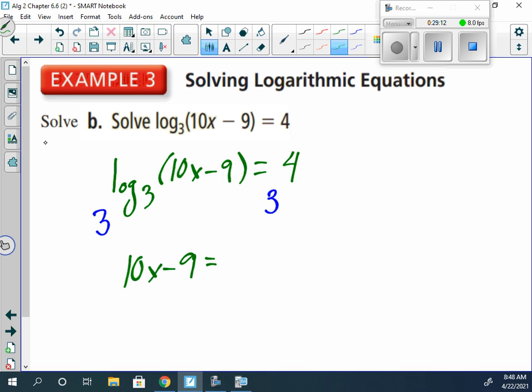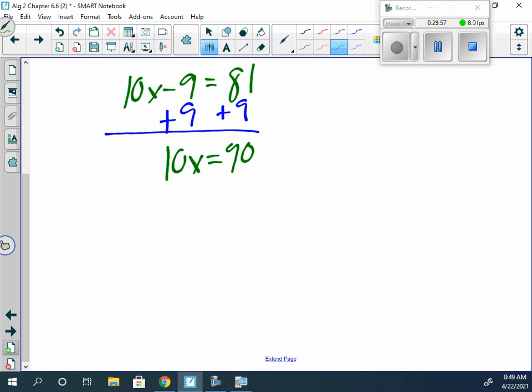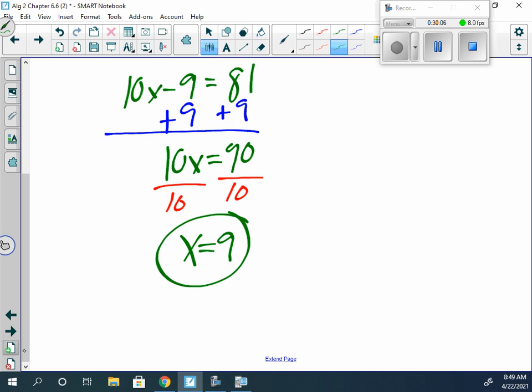Well, on the other side, we have 3 to the 4th, which is, y'all know? You're good? 81. Because 3 squared is 9, yes? 9 times 9 is 81. Because 3 squared and 3 squared is the same as 3 to the 4th. So we can kind of break it up that way. Then we'd add 9. And that's our answer. And if we did plug it back in, we would see that this does work.